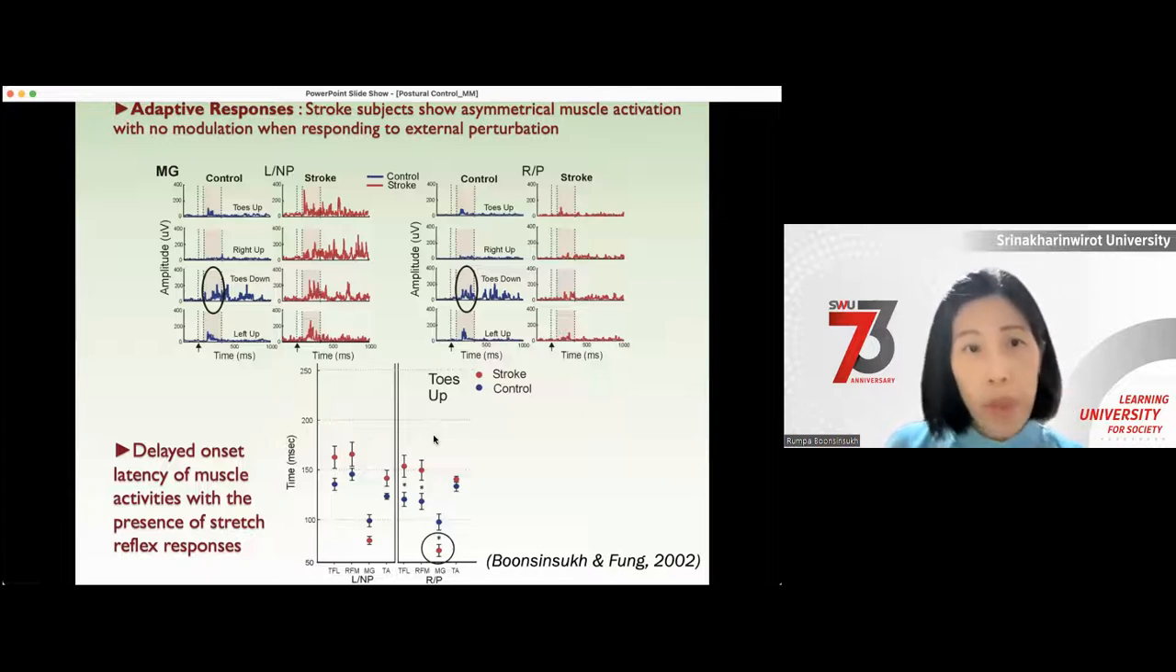The other thing with the adaptive response is the structural delay in the onset of muscle response, which is the red color here, and there is still the presence of the stretch reflex response, which is not appropriate when you try to recover your balance and you use the stretch reflex, okay?